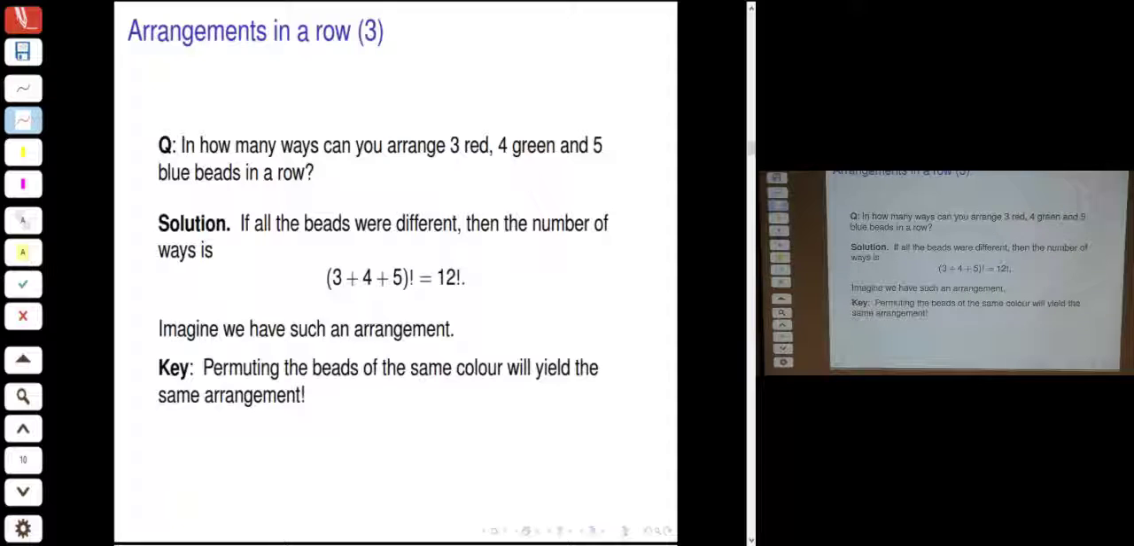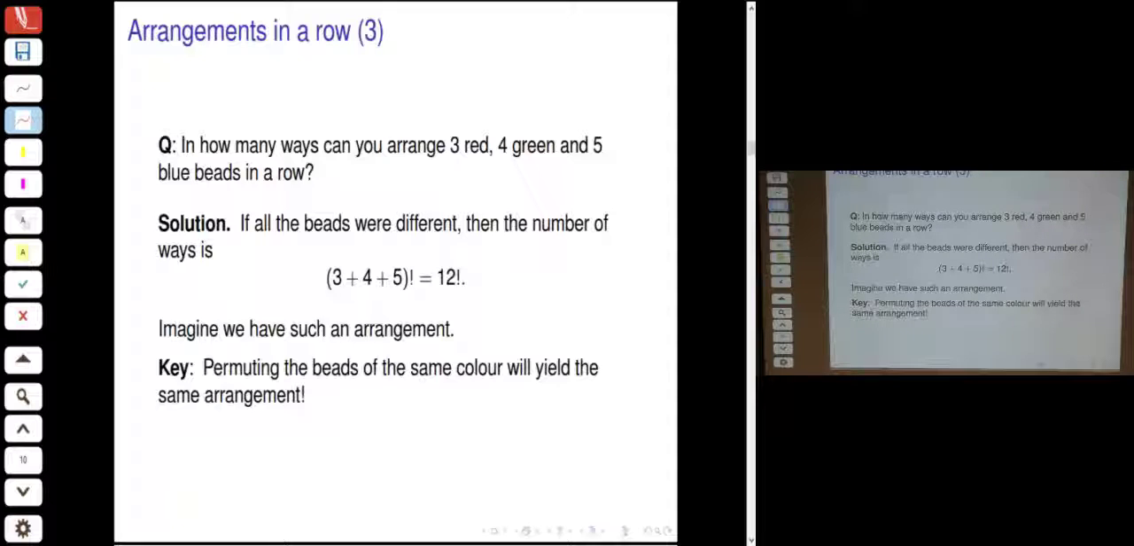The next question, the next item, is the following. You have 3 red, 4 green and 5 blue beads. You want to put them in a row, you want to arrange them in a row. How many possible arrangements are there? So here is something.